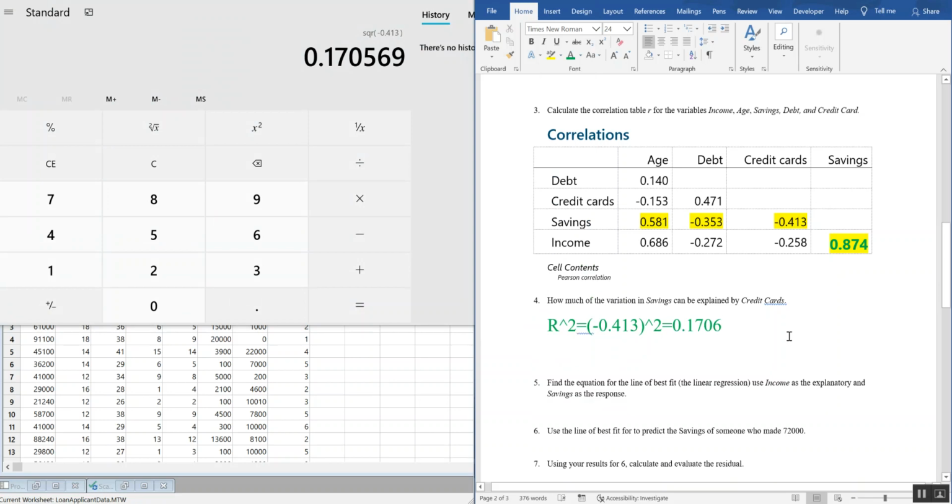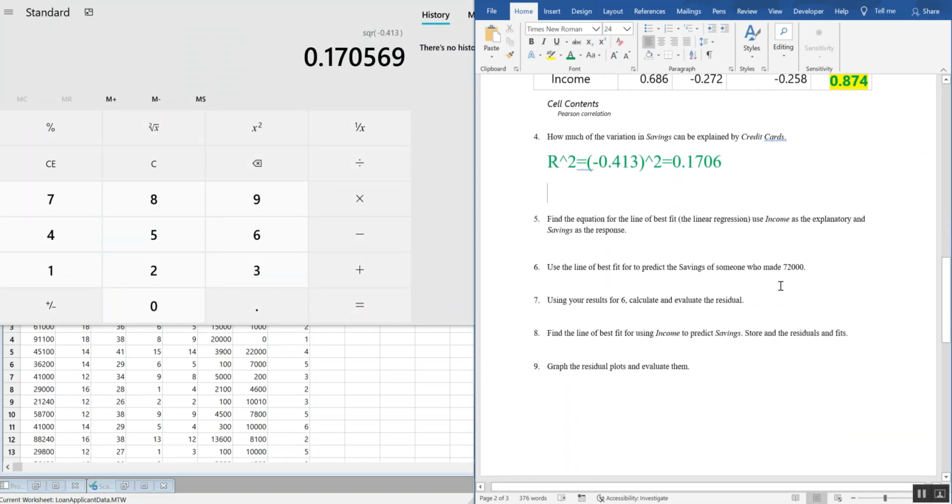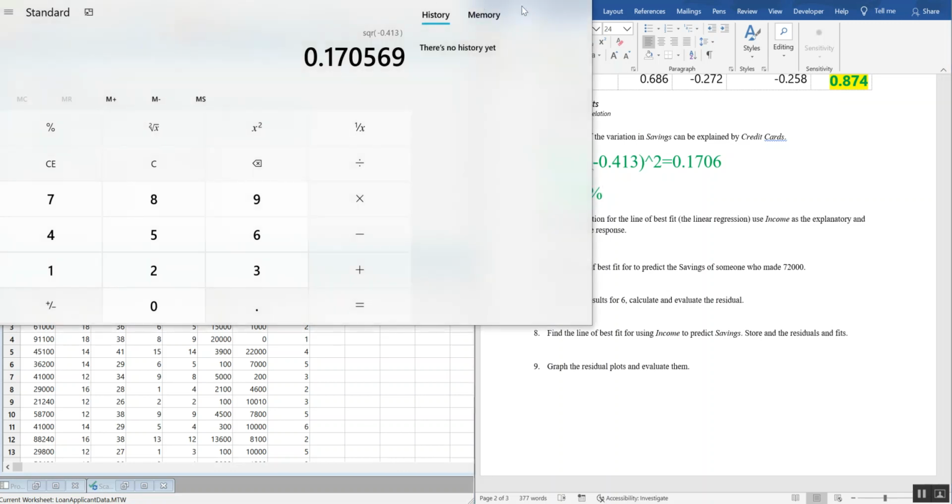So when you look at this, remember when we interpret R squared, we do it as a percentage. So this is going to be 17.06%. Yikes. So if I would have used credit cards to predict savings, it would have done a terrible job. It would only have accounted for about 17% of how much change or differences we might see in savings, which is very much an indicator that it would not be a good choice.